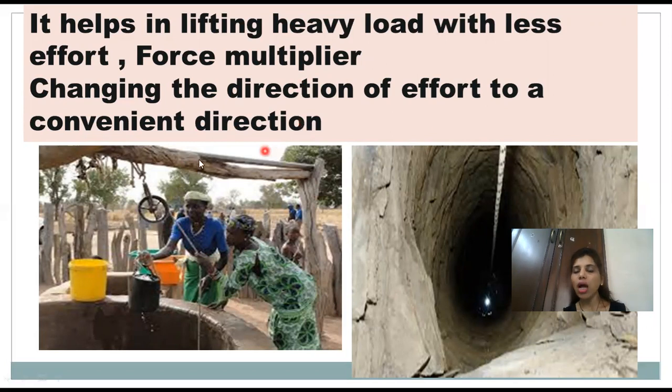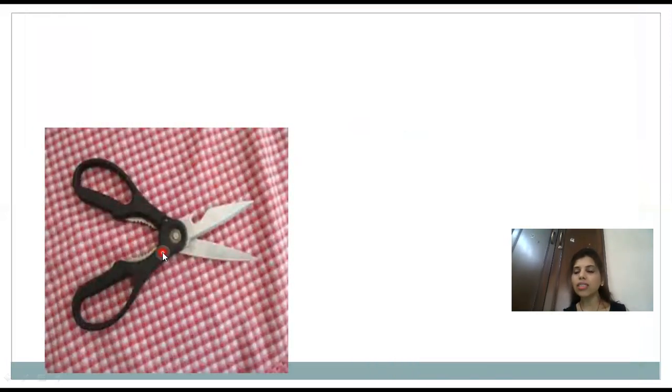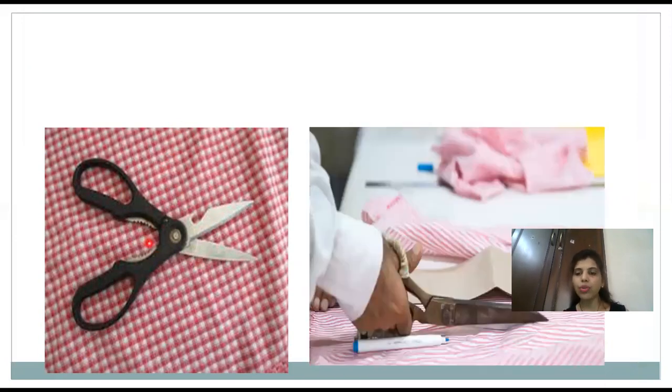So this is how simple machines help you to make your work easier. One is to decrease the effort. Second is changing the direction of the effort. Now in the third picture, you can see that this is one more simple machine, a scissor. Now this is the cloth which you have to cut. You cannot cut it the way you want if this scissor is not there. So this scissor is going to help you to cut this cloth in a particular shape.